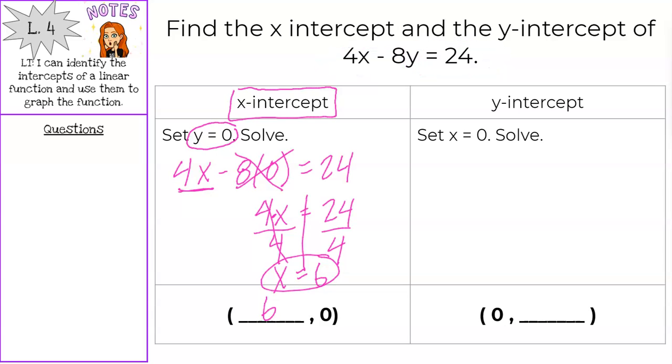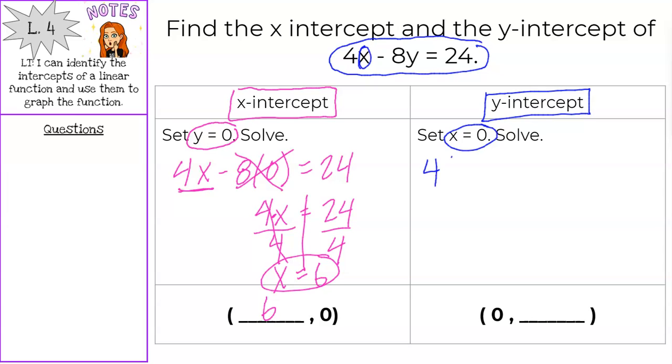Now we need to find the y-intercept. We're going to go back up to our equation, our function. This time we're going to set x equal to 0. So when we see x, we're going to put 0. So 4 times 0, minus 8y equals 24.